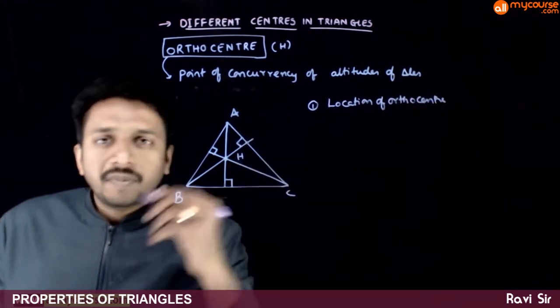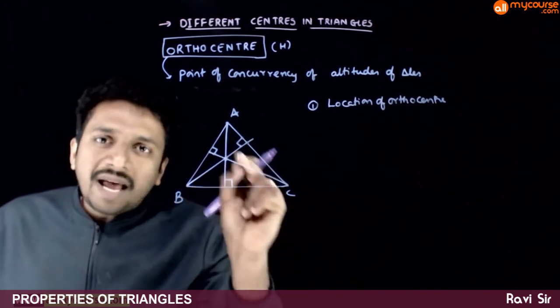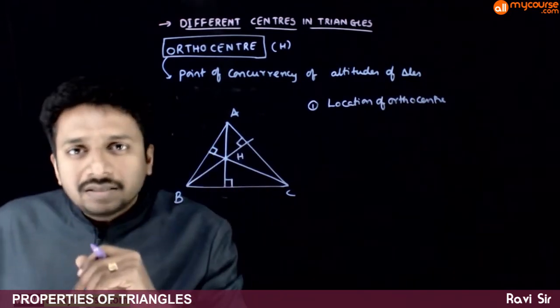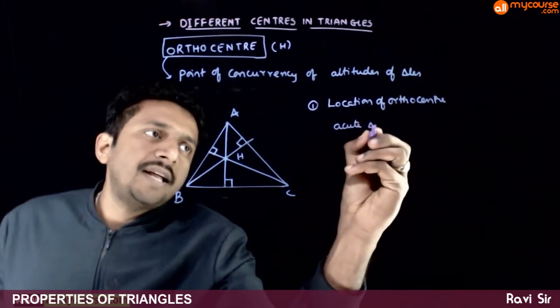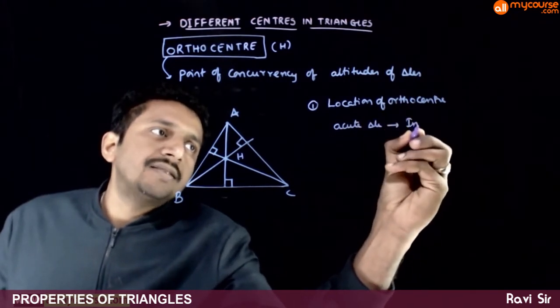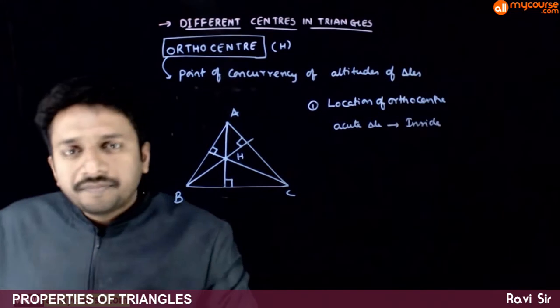Location of orthocenter. For an acute angle triangle, the orthocenter lies inside the triangle.